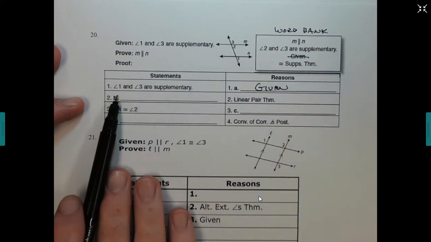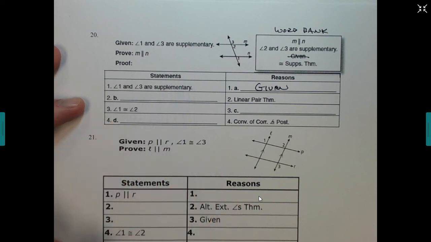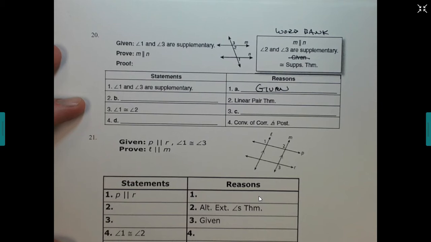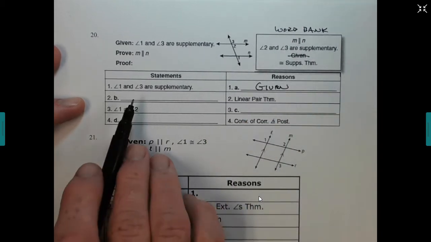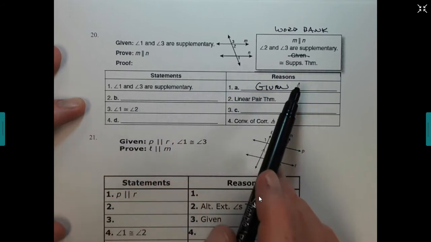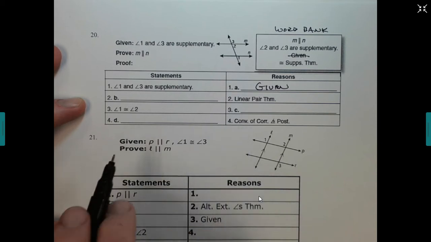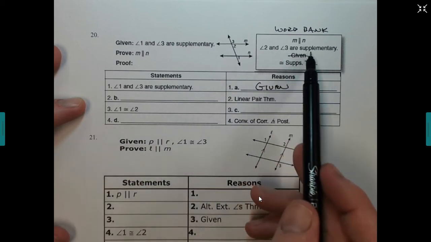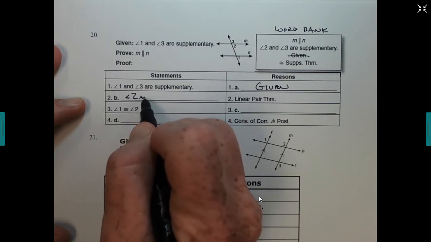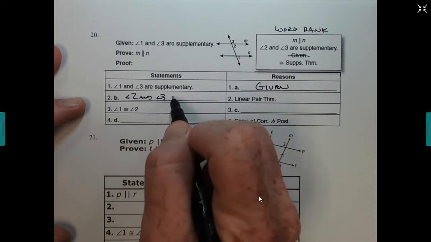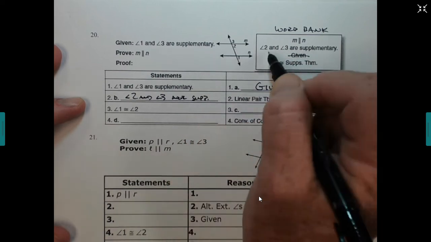They said angle 1 and 3 are supplementary. Well, I know what that means. Means we're going to add up to 180 degrees. Looks like these are word banks for the reasons, because if they're using the linear pair theorem, my only linear pair up here is 2 and 3. That means they have to be supplementary. And I guess that's, yeah, angle 2, angle 3 are supplementary.